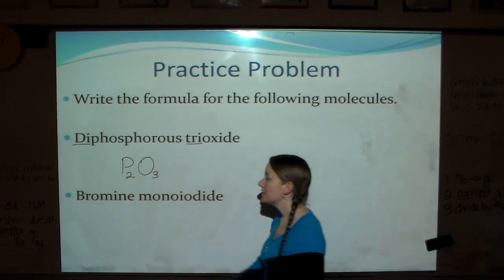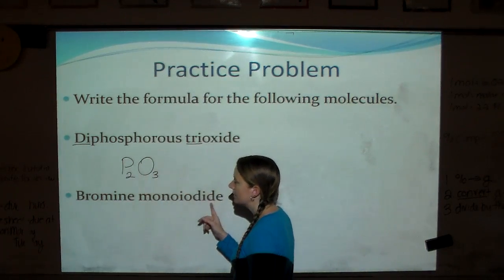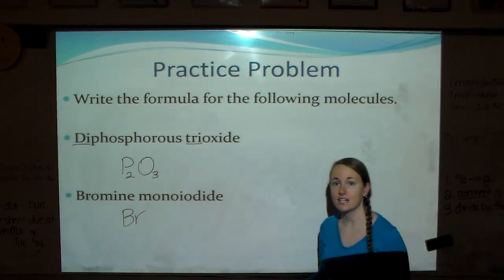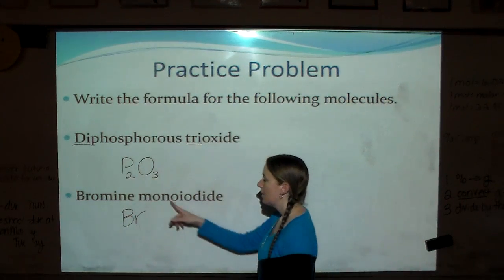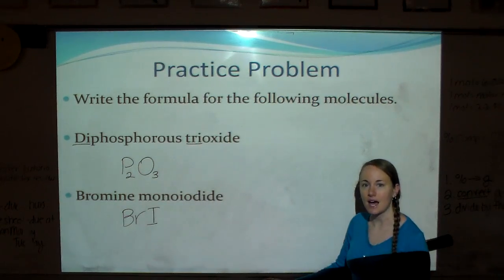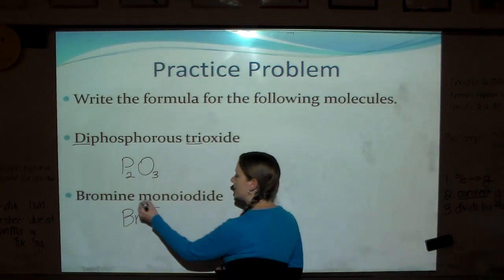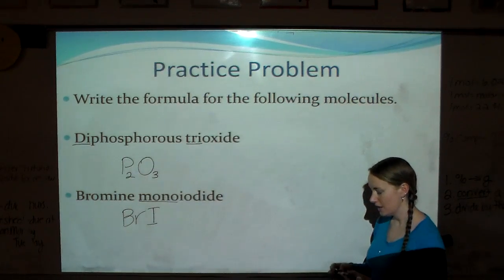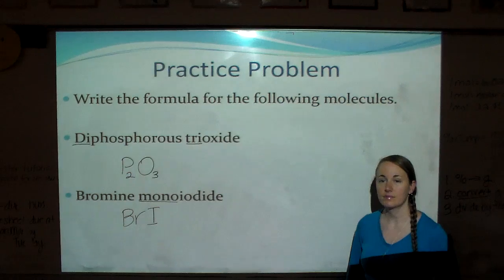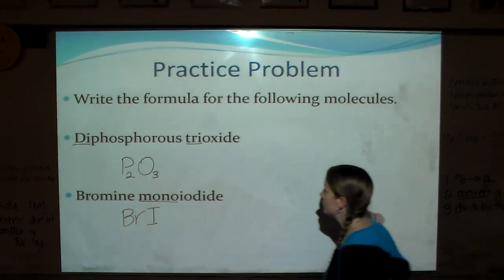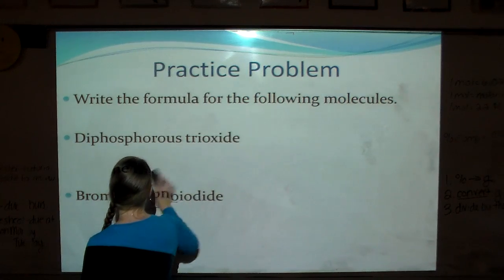All right, next one is bromine monoiodide. So bromine is Br. Since there is no prefix, I can assume that there's only one. Monoiodide. Iodide comes from iodine, it's I. And mono means there's just one of them. So I don't need to write a 1, of course, because it's understood. So it would be BrI. So hopefully you got those right. All right, so let's move on to our section assessment.